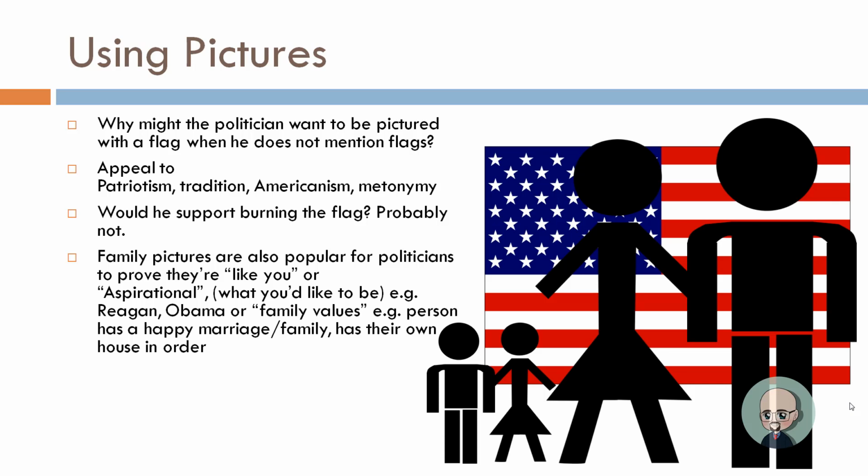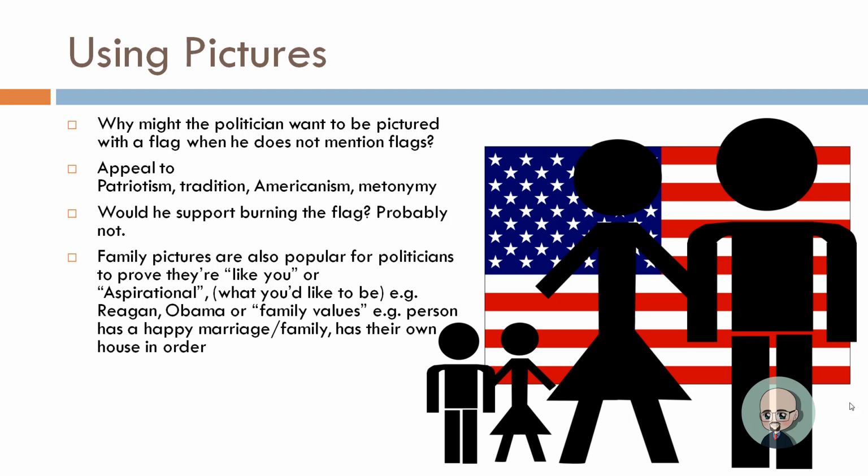Okay, or these family pictures could also be to portray family values, especially in contrast to someone that might not have them, who's running against this person. It shows the person has a happy marriage or family. Maybe they have their house in order. This might not actually be the case, but this is what's implied by the pictures. So you could see that when we look at the picture at the right, that's pretty much what the political figure is probably implying. He has a happy family. He loves America. Look at the flag in the background, etc., etc.